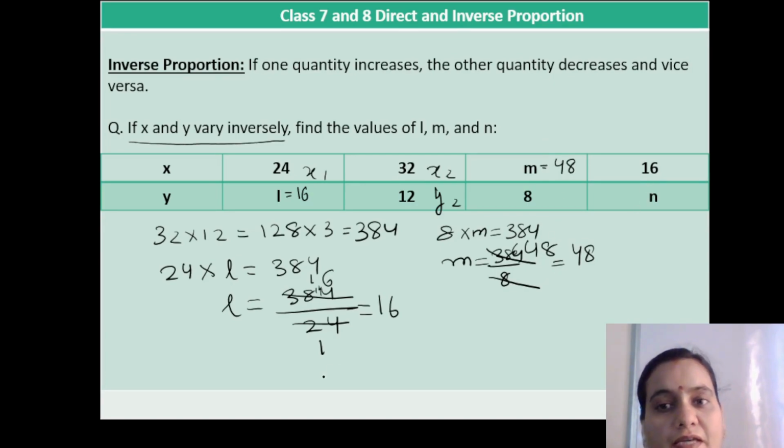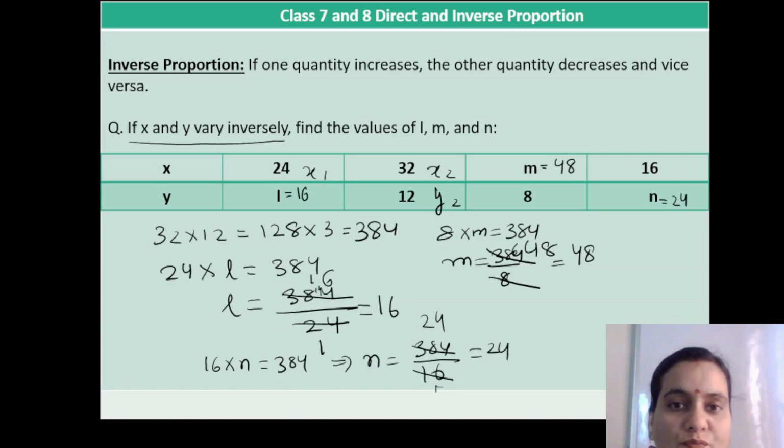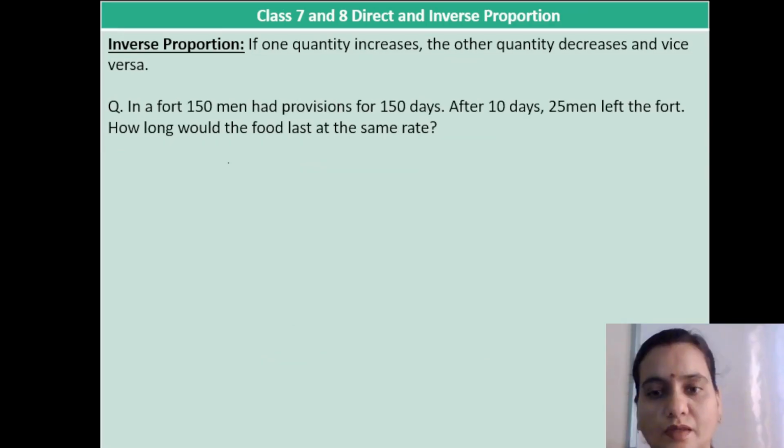Okay, and similarly we can do 16 into n. 16 into n is equal to 384. So n's value will be how much? 384 divided by 16. You see, 24 into 16 is 384. From this we can infer that the n value will be equal to 24. No need of trying to divide. So here the n value is equal to 24. So this is how you can use the inverse proportion equation to find out the values which are varying inversely.